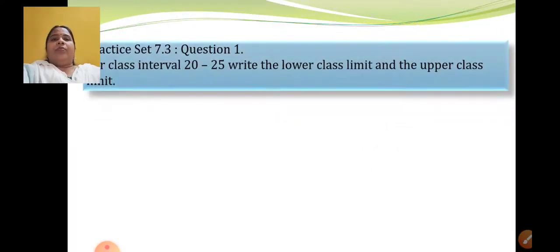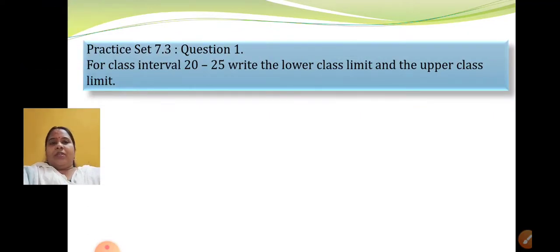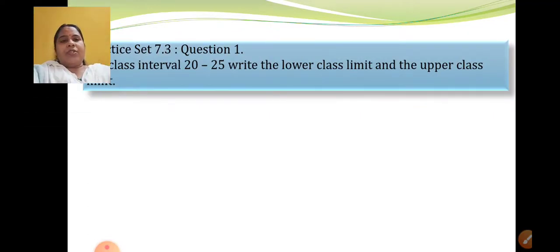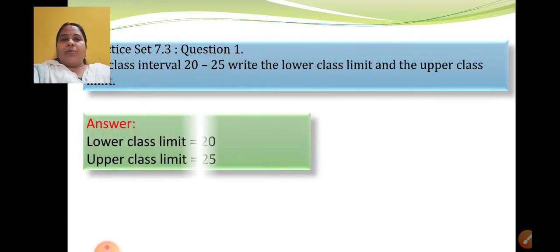Now with this we come to practice set 7.3, question number 1. See the first question. Now these are very easy sums. For the class interval 20 to 25, they have given you this class interval. Write the lower class limit and the upper class limit. What is the lower class limit written to the left side, it is 20. What is the upper class limit written to the right side, it is 25. You don't have to add or subtract anything, simply you have to write lower class limit is a lower number, that is 20. Upper class limit is the highest number, that is 25.